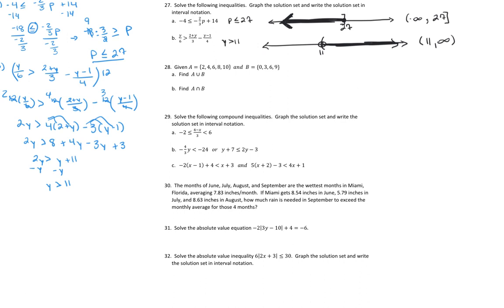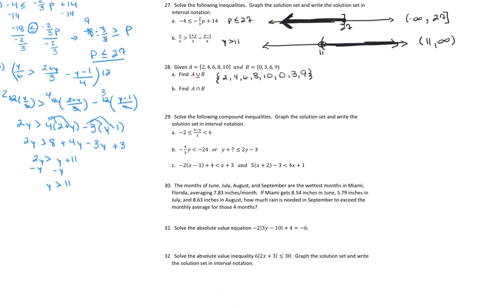Alrighty, now on to number 28. It says, given A is this set of 2, 4, 6, 8, and 10, and B is equal to the set of 0, 3, 6, and 9, find A union B. So to find the union, all union means is everything in either set. So that will actually include for us every number in both sets. So 2, 4, 6, 8, 10, 0, 3, and then the 6 repeats. I'm not going to write it again.